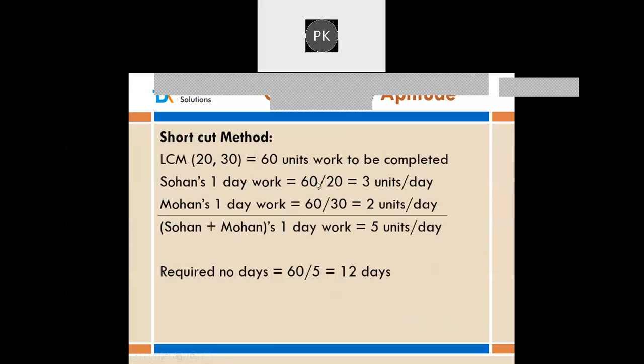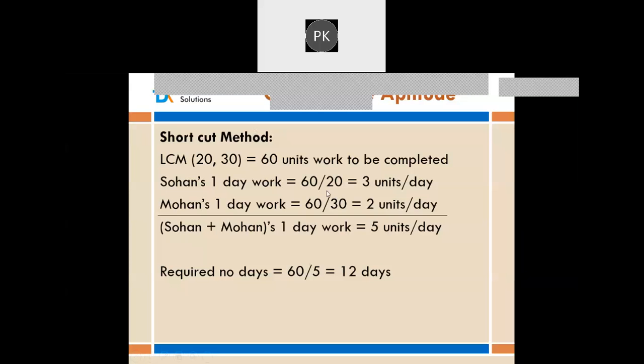Total work units divided by the number of days taken by Sohan to complete the job will give us the number of units per day. You don't have to write it this way. For your understanding purpose, I have written like this. You can write as short as possible. Okay, 60 by 20 is 3 units per day.